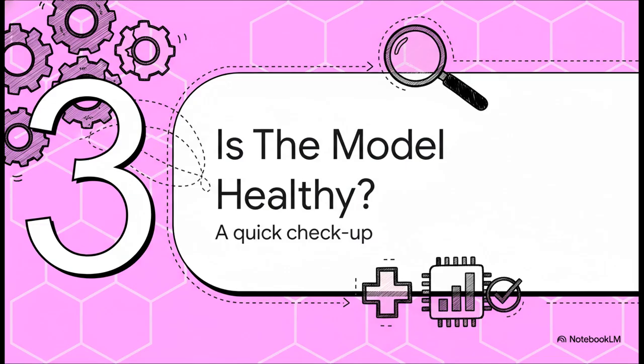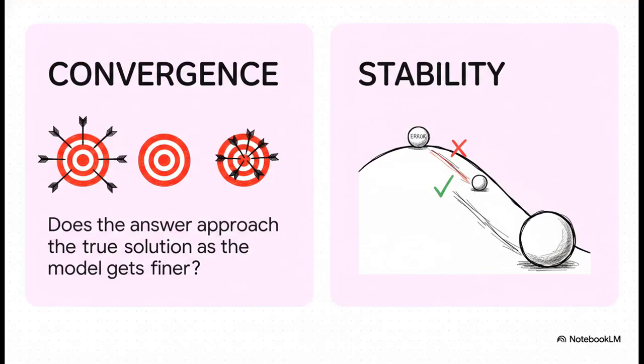Now, knowing they exist is one thing, but how do scientists actually figure out if a simulation is reliable? How do they give it a health check? Well, it really comes down to 2 absolutely critical concepts, convergence and stability. Convergence is basically asking, if I make my model more detailed, if I make that grid finer or the time steps smaller, does my answer actually get closer to the true answer? And stability is asking, do all those little round-off errors we talked about stay small, or do they blow up like a snowball rolling downhill and just destroy the entire calculation? A healthy, trustworthy model has to do both.